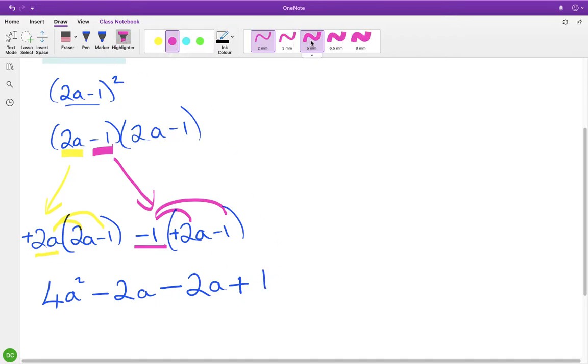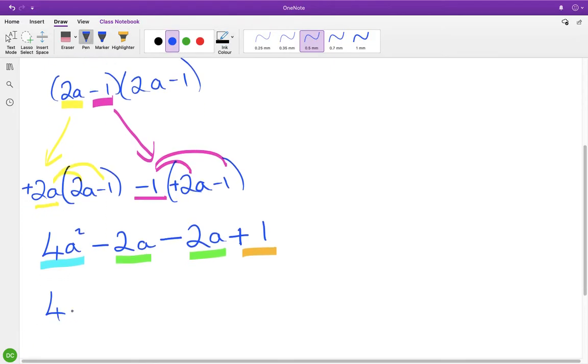And then we do families: the a squared family, the a family, and then the constant family. So this is 4a squared. Now here, there are no multiplication signs, there are no brackets, so this is not a multiplication. What we're asking ourselves is how many a's do we have? We have minus 2a's and another minus 2a's, which means we have minus 4 in the a family.